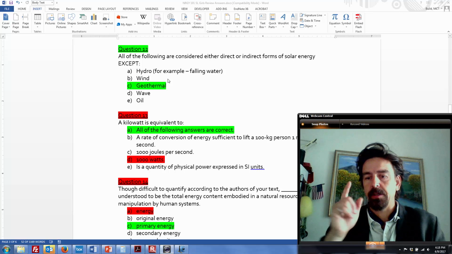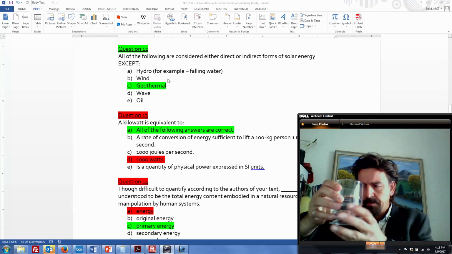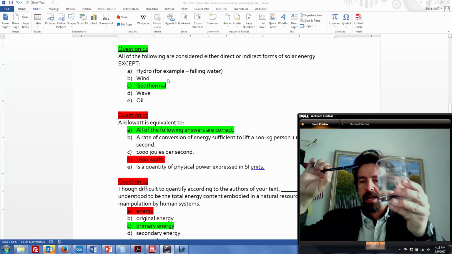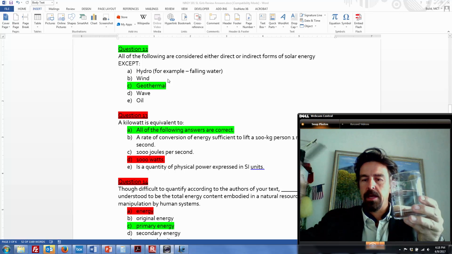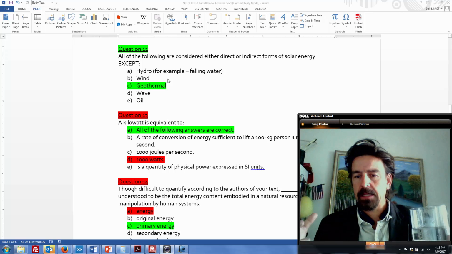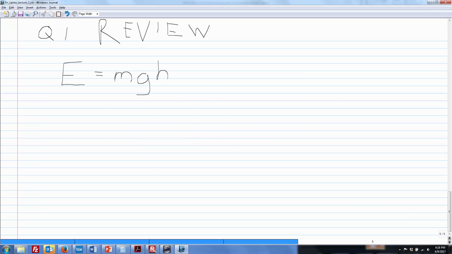So let's think about this. So anything has mass. So this is kind of heavy. This pen is very light. So the glass has more mass, and the pen has less mass. So the more mass I have, the more energy I have. So that's mass.